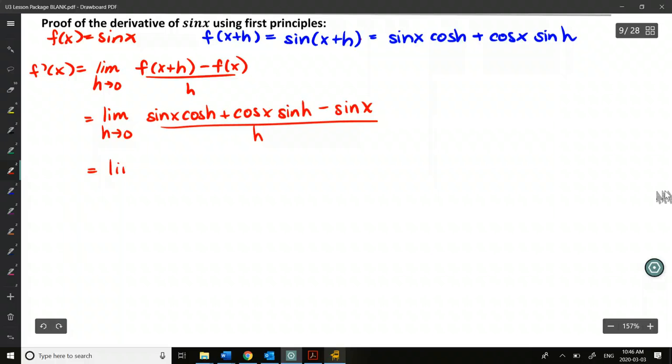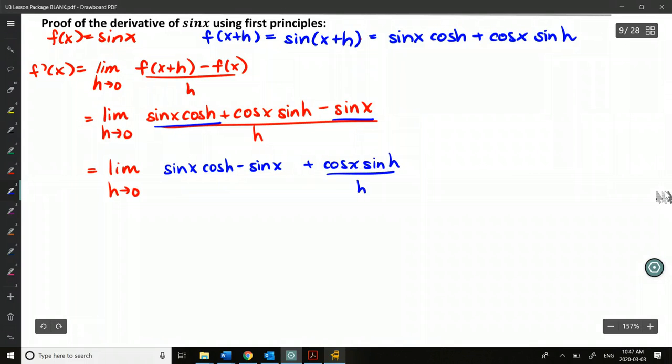So often if we don't know what to do, we will gather things that are common here. If you notice, there's two terms that have something common. Yes, so these two have a sine x. So we're just going to rearrange here so that we have those two terms next to one another. And I'm also going to split these into their own fractions. So this one's going to be over h, and this one's going to be over h. So it's the limit of this entire thing.